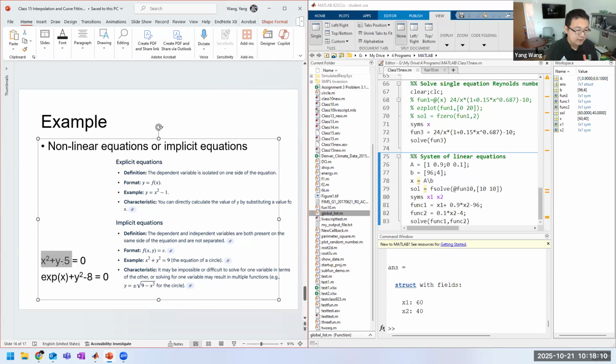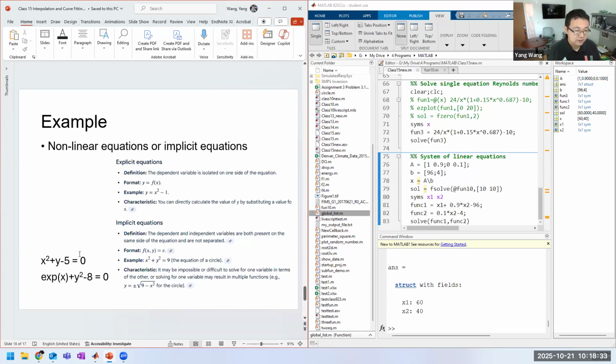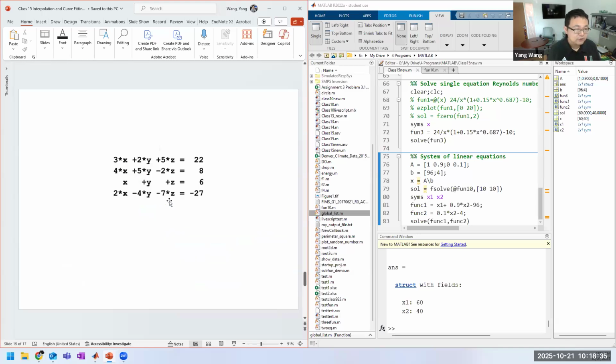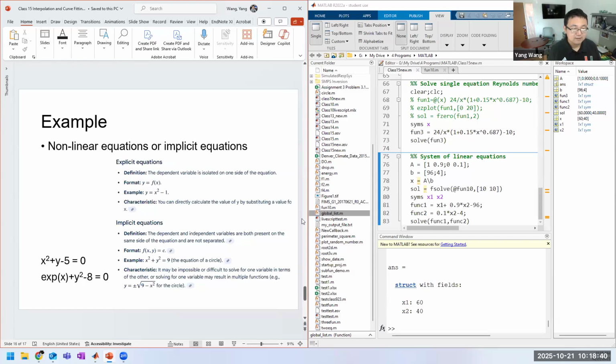So x squared plus y minus 5 equals 0. Exponential of x plus y squared minus 8 is 0. So you see this, the parameters are dependent on each other, and you cannot really isolate one from another, right? So the issue is how we can solve this problem. Of course, we cannot convert it into a linear equation anymore, because these are nonlinear. So the solution that we can use is going to be fsolve and symbolic mathematics.